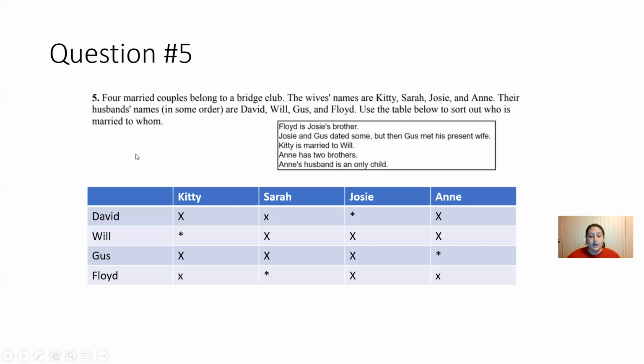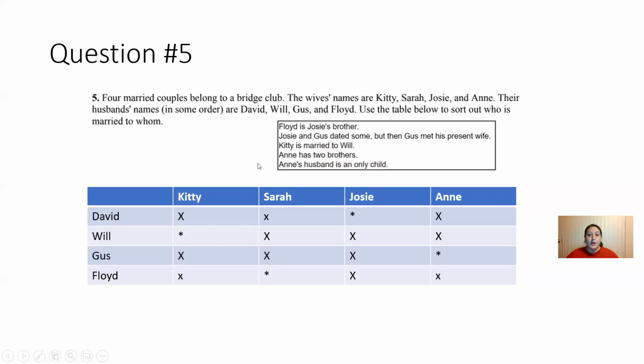All right, and now we are to question 5, and it says 4 married couples belong to a bridge club. The wives' names are Kitty, Sarah, Josie, and Ann. Their husbands' names in some random order are David, Will, Gus, and Floyd. Use the table below to sort out who is married to who.